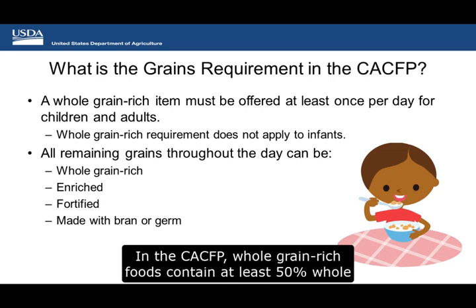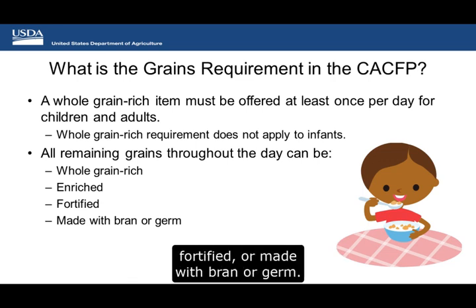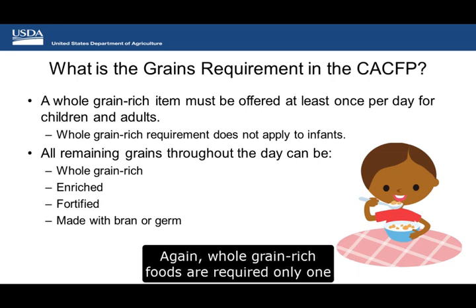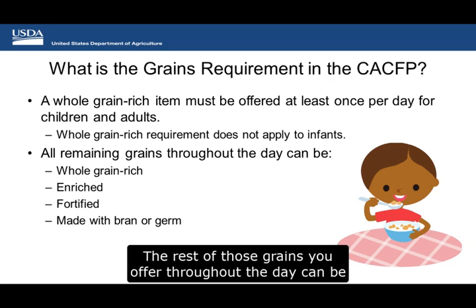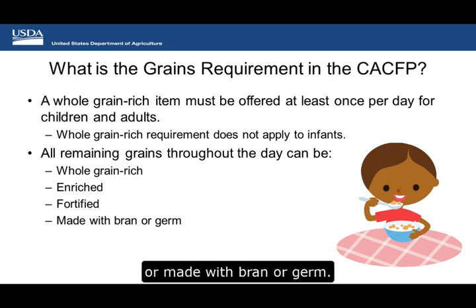In the CACFP, whole grain rich foods contain at least 50% whole grains, and the remaining grains in the food are enriched, fortified, or made with bran or germ. Foods that are 100% whole grain are also whole grain rich. Again, whole grain rich foods are required only one time per day. The rest of those grains you offer throughout the day can be whole grain rich, enriched, fortified, or made with bran or germ.